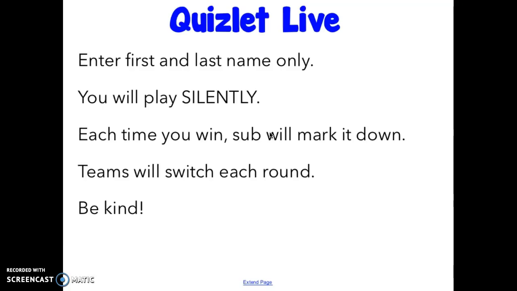Every time you win, I'm just simply going to have the sub mark it down on the paper so that when I get back on Friday, we can add your stickers to your chart. Every round, your team is going to be switched. So you're going to be with new people all the time. So you're not going to be with your vocab team. You're going to be on random teams. But every time you win, you get a point for yourself. So you want people on your team to do well.